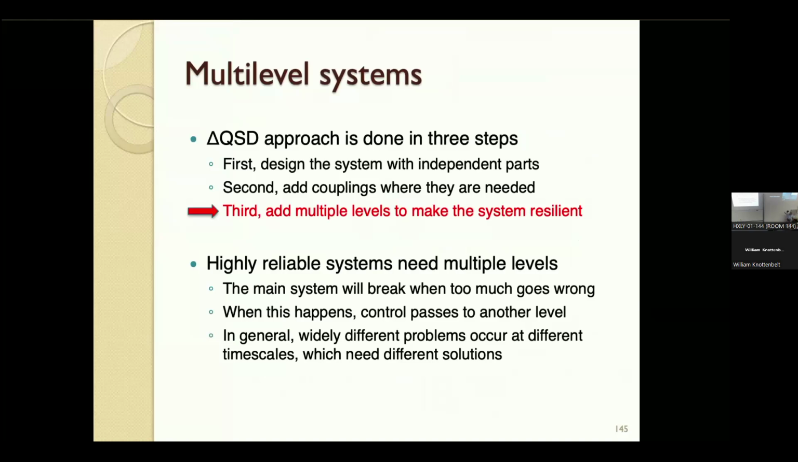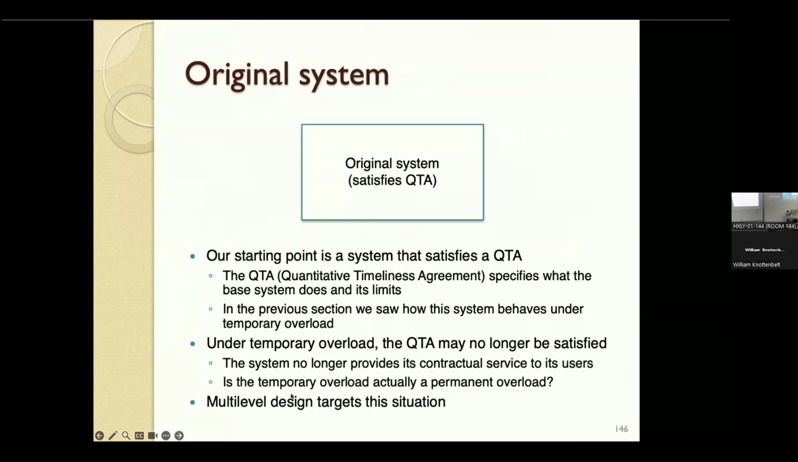This is the third part of the ΔQSD. We have our independent parts, we have our couplings, and now we add permanent overload. So we need these multiple levels. Different problems occur at different time scales and need different solutions. So here's our original system.